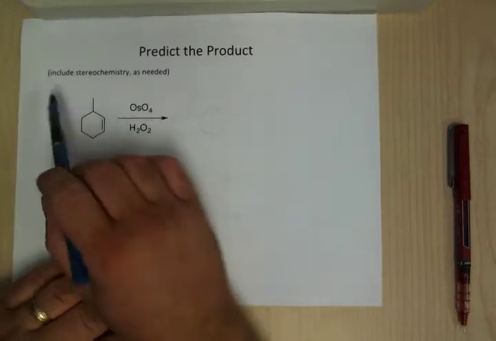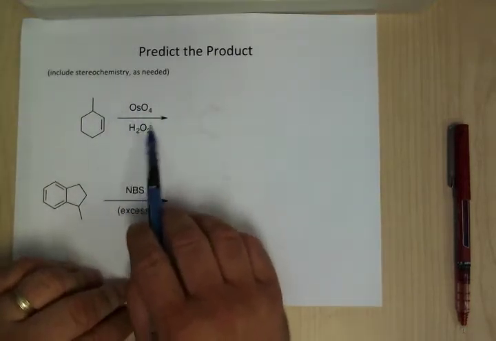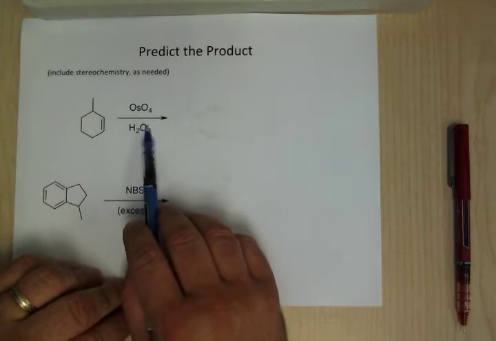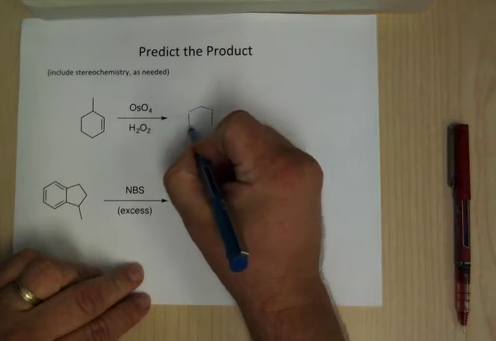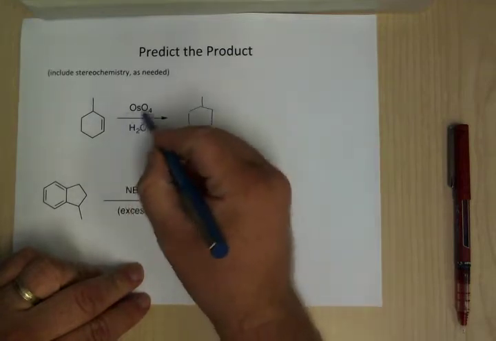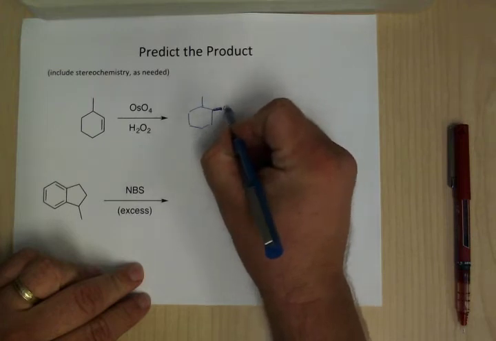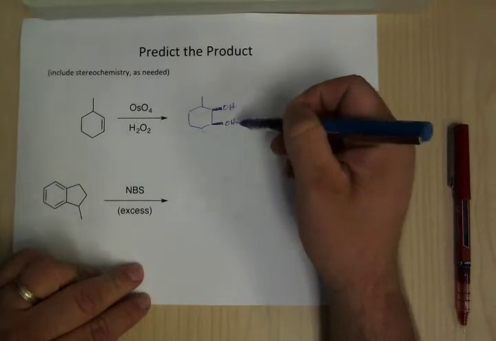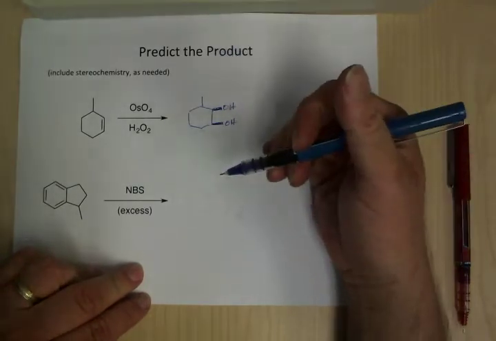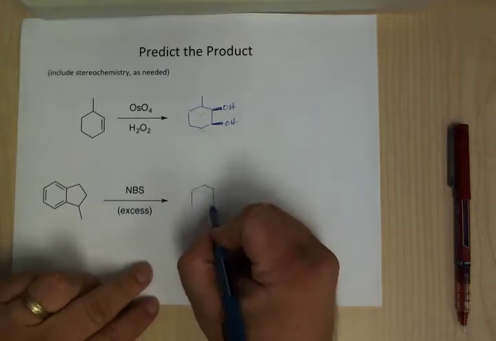Okay, so predict the products. You do need to include the stereochemistry. With osmium tetroxide, this is used to regenerate the osmium. You're going to add OHs on either side of the double bond, but they have to be included on the same side. So they both need to either be wedges or they both need to be dashes. Either one.